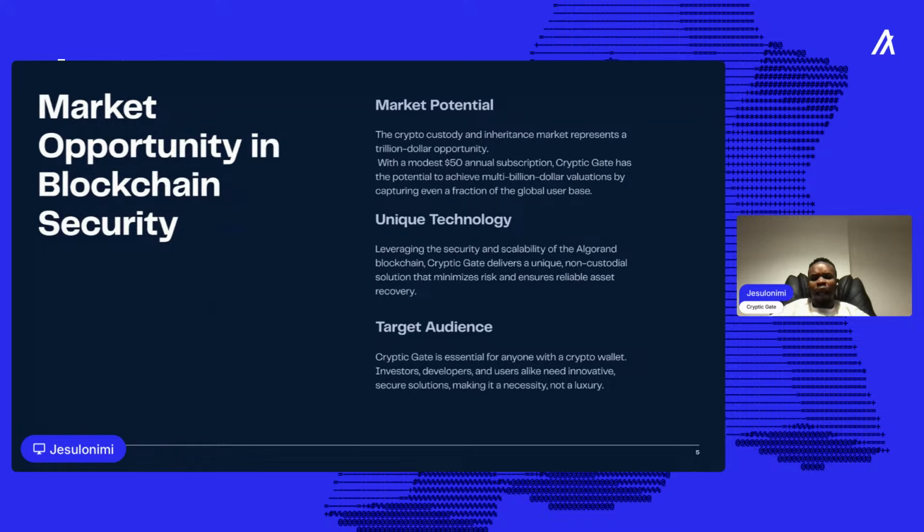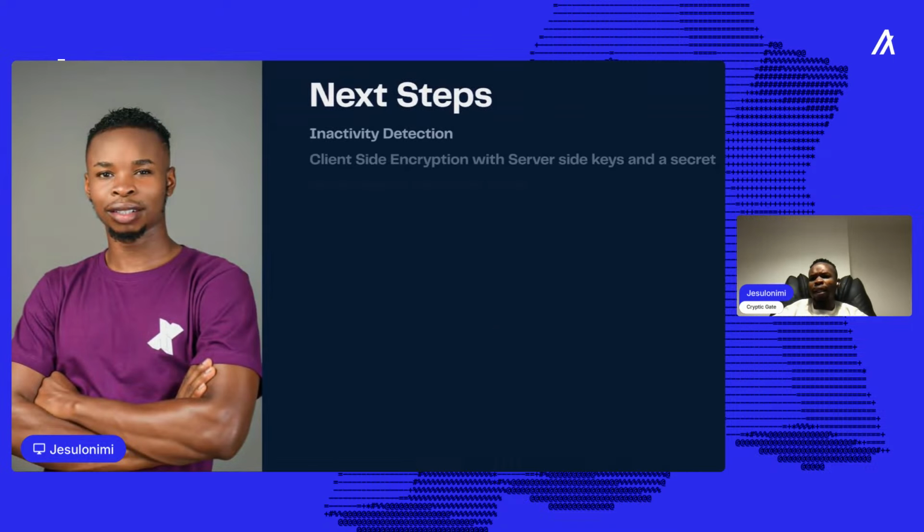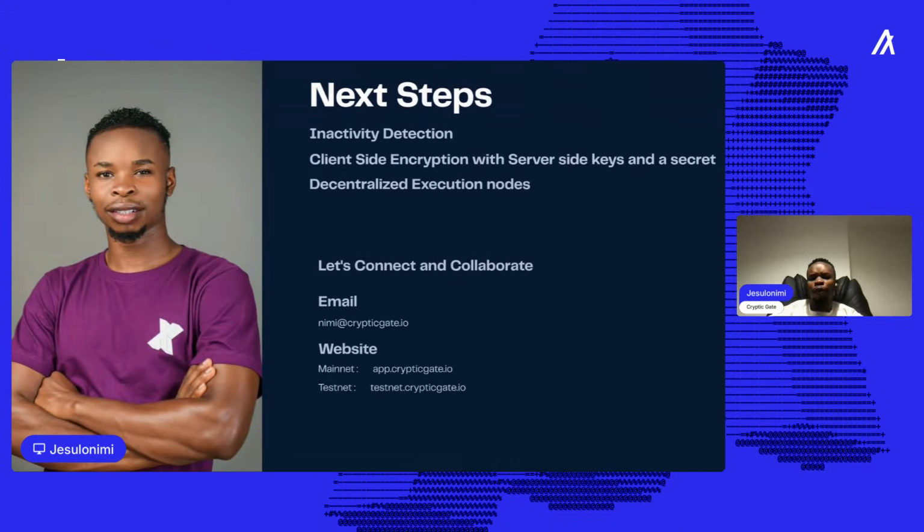Everybody needs this. We believe that if the blockchain ecosystem were the physical world, what we are building at Cryptic Gate will be the railways. They will be the roads. These are not luxuries. They are basic necessities that the blockchain ecosystem needs today. And that brings me to what are the things we'll be working on in the foreseeable future.